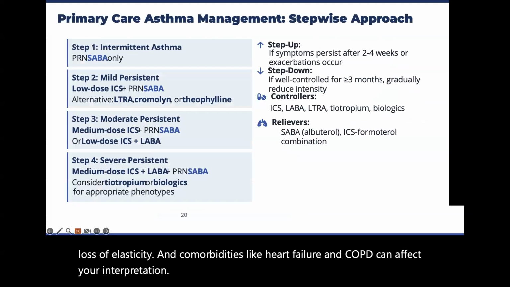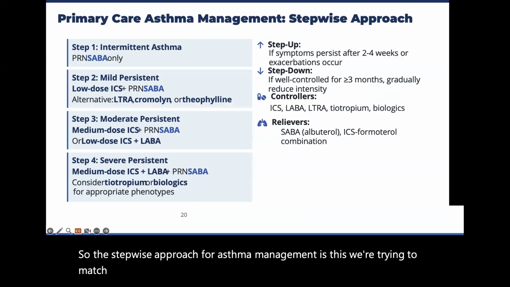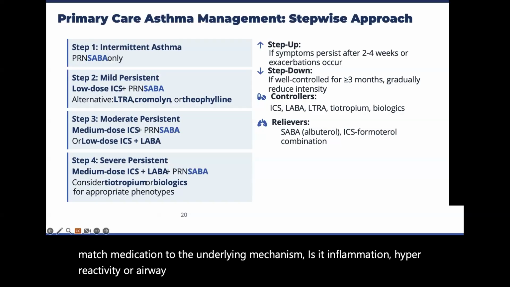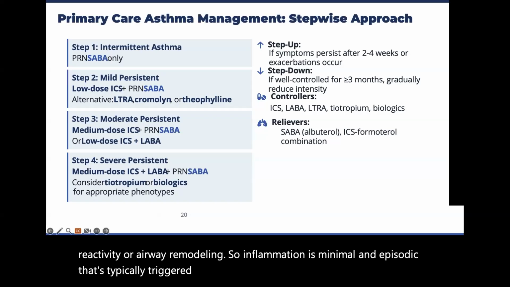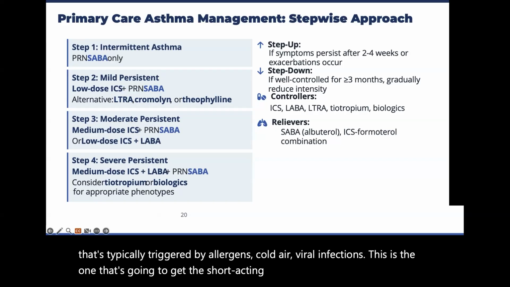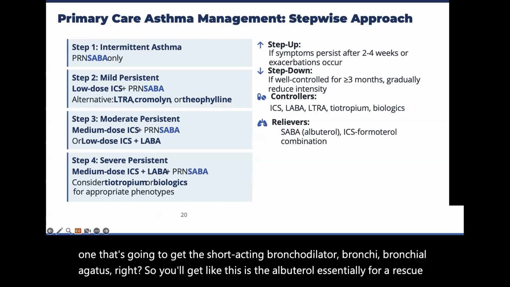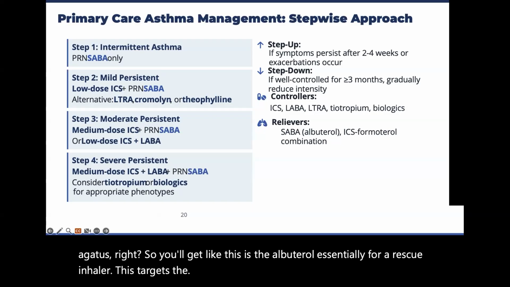So the stepwise approach for asthma management is this. We're trying to match medication to the underlying mechanism. Is it inflammation, hyperreactivity, or airway remodeling? So inflammation is minimal and episodic. That's typically triggered by allergens, cold air, viral infections. This is the one that's going to get the short-acting bronchodilator, beta agonist, right? So this is the albuterol, essentially, for a rescue inhaler. This targets the bronchoconstrictive component.